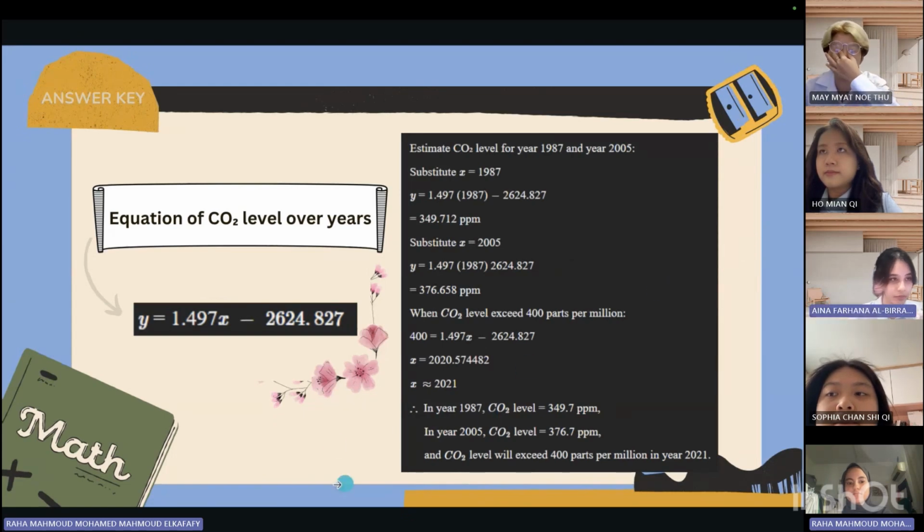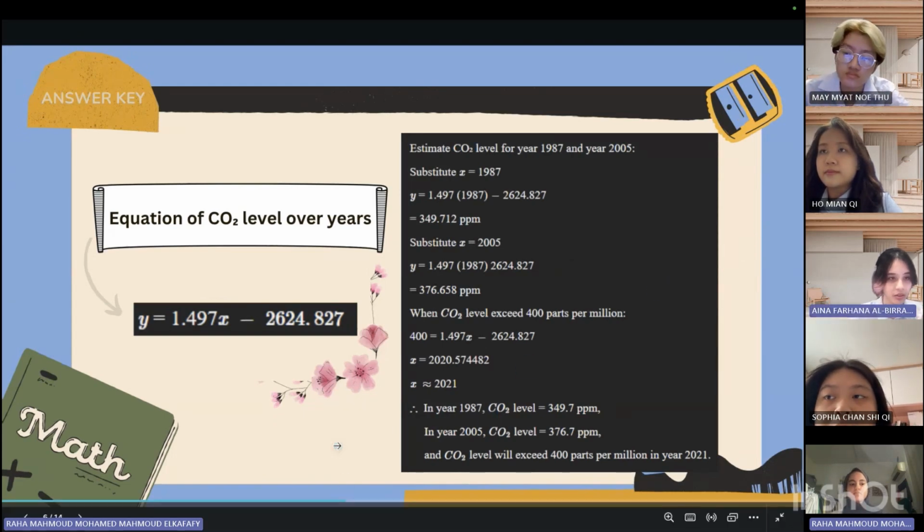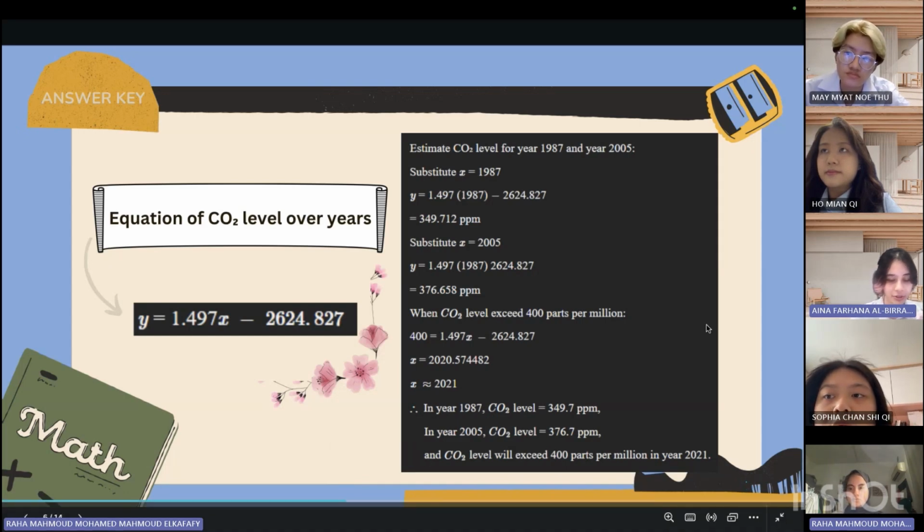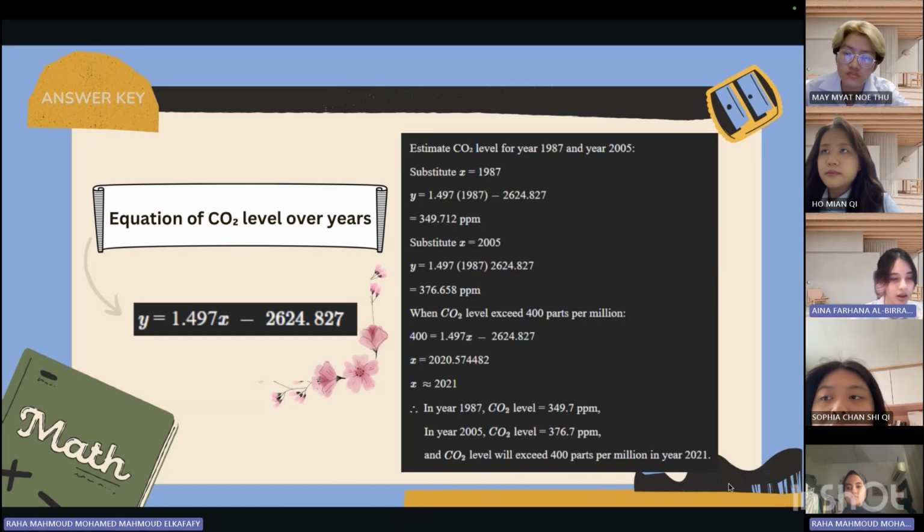So as we look back to our equation, where y equals 1.497x minus 2624.827, y is the carbon dioxide level in ppm, and x the year. This equation model represents the change in carbon dioxide level over time.